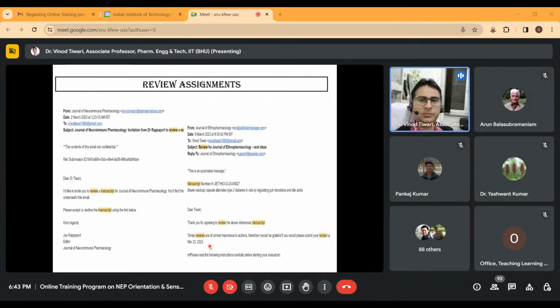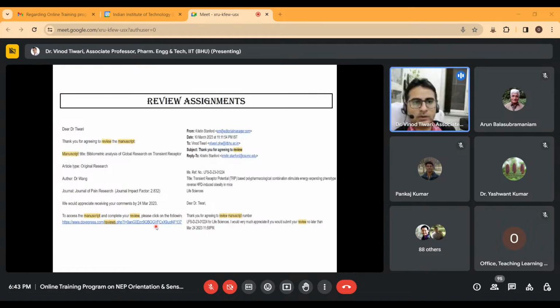These are some of the reviewer assignments I'm sharing with you that we received, where they ask us to review different manuscripts and we have to respond to them as a reviewer. And sometimes as an editor, we have to assign them to different reviewers in different journals. Sometimes you are receiving too much work to review, so you don't have time.